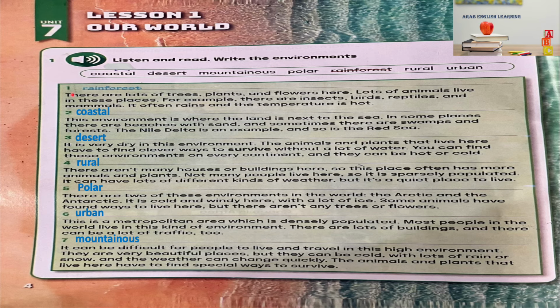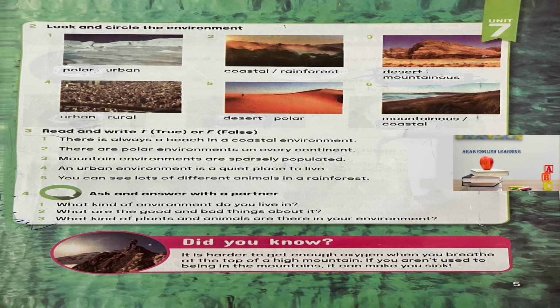So the first environment is 1 rainforest, 2 coastal, 3 desert, 4 rural, 5 polar, 6 urban, 7 mountainous. Page 5. Exercise 2. Look and circle the environment.